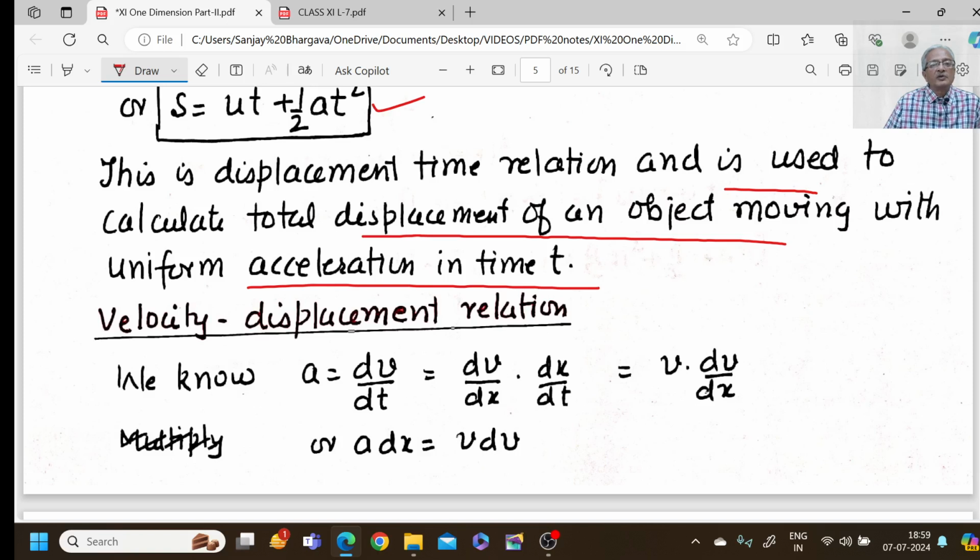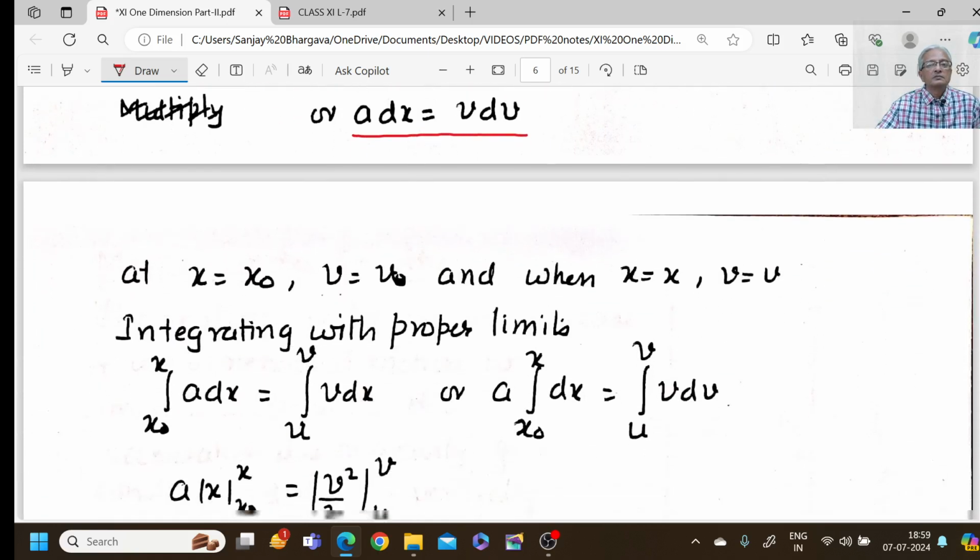Now, the third equation is the velocity displacement equation. We know a would be equal to dv by dt. You can multiply and divide by dx. So dv by dx into dx by dt. dx by dt is nothing but velocity. So just cross multiply. What do we obtain? a times dx is v into dv.